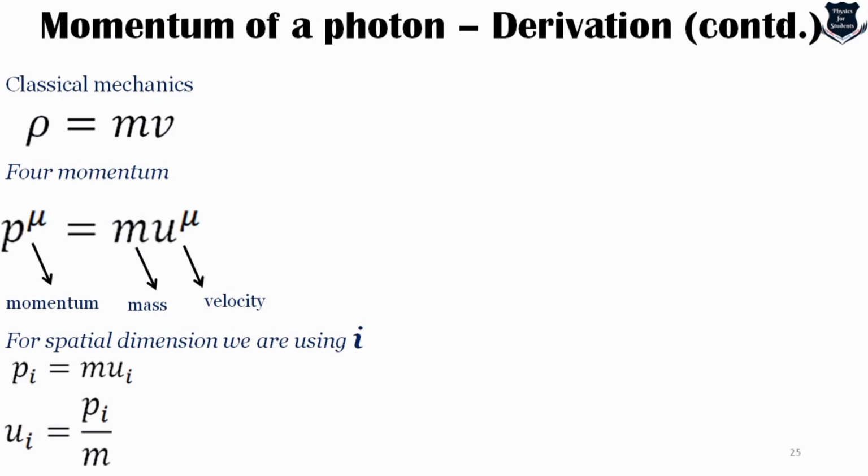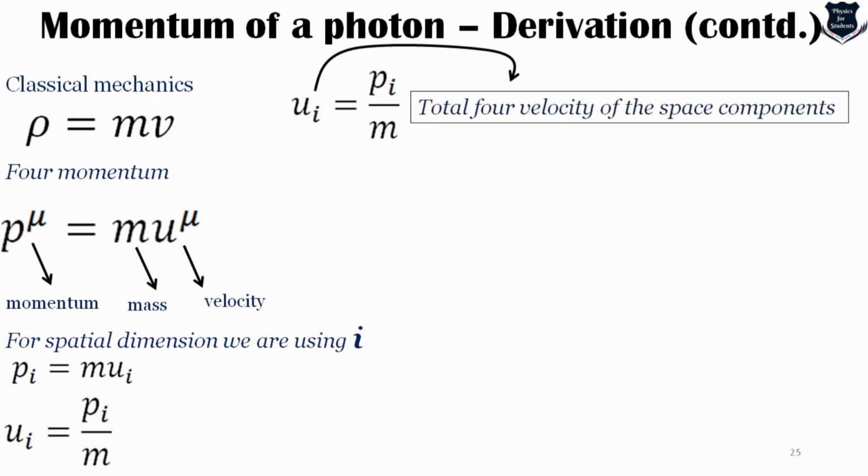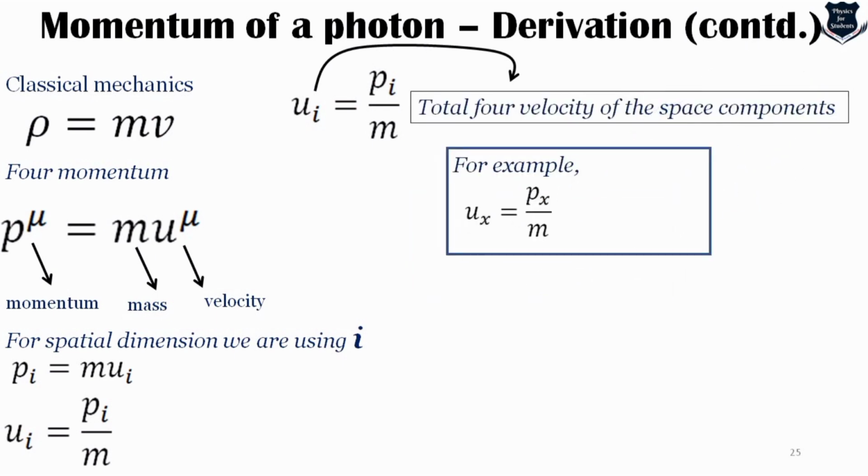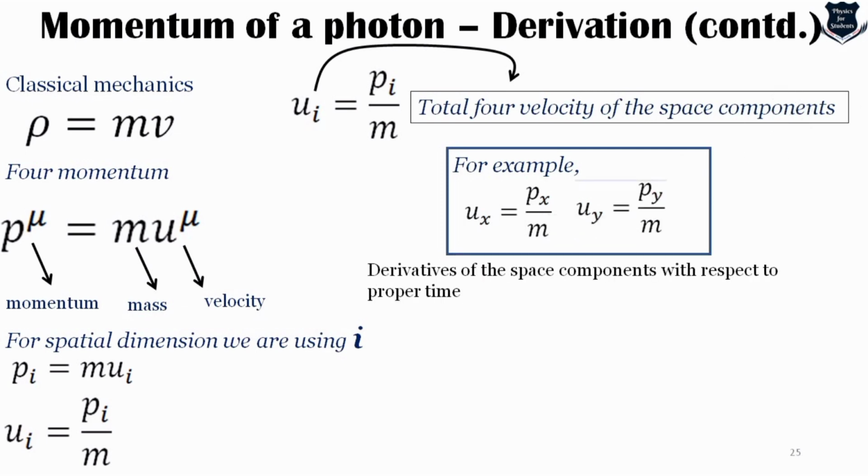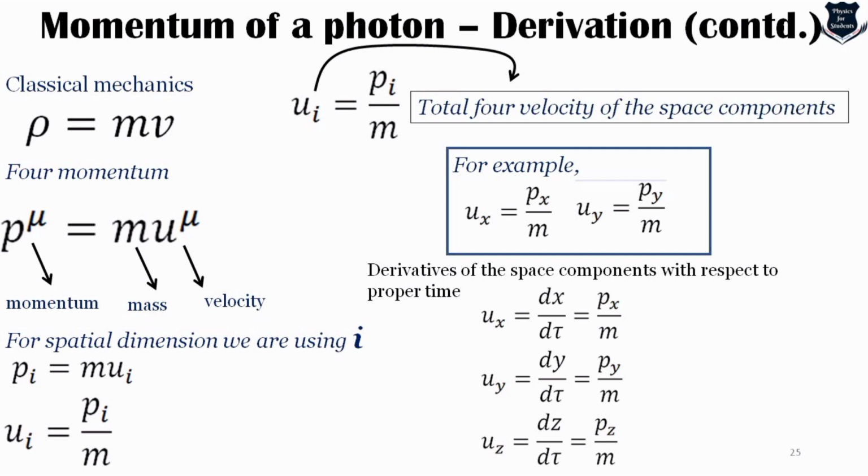Now u here is simply the total four-velocity of the space components, right? So u_i equals p_i by m. Here I have mentioned the total four-velocity of the space components. For example, u_x is equal to p_x by m, and u_y is equal to p_y by m, and so on. Now the derivatives of the space components with respect to the proper time would be this one, right? So we will carry on with this particular derivation, and we will soon see something interesting.